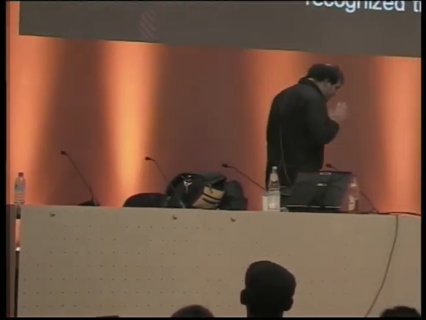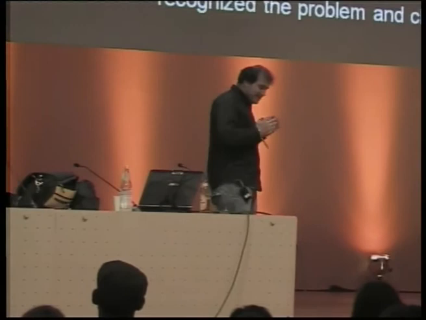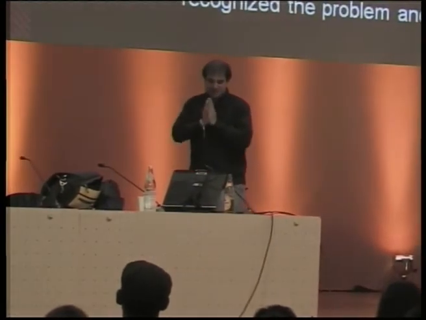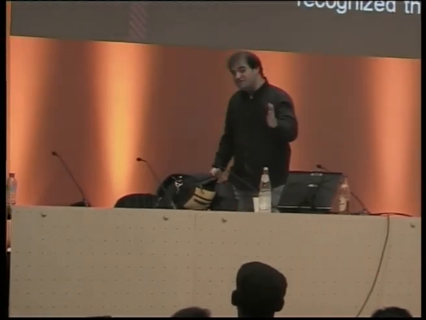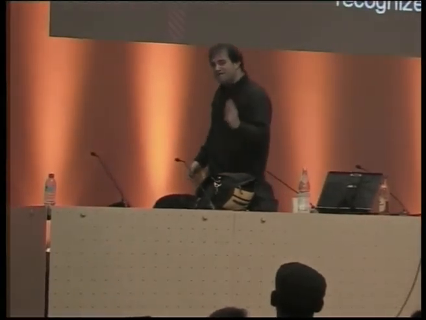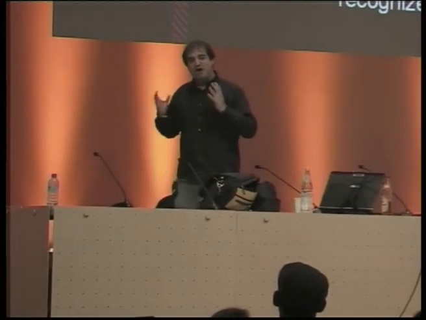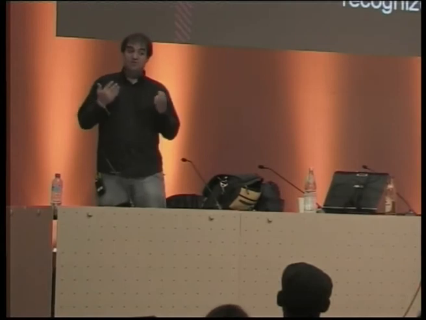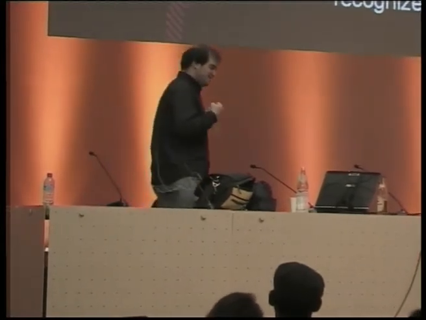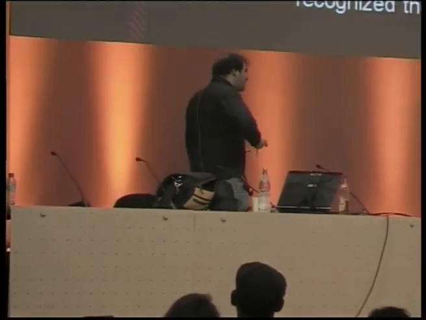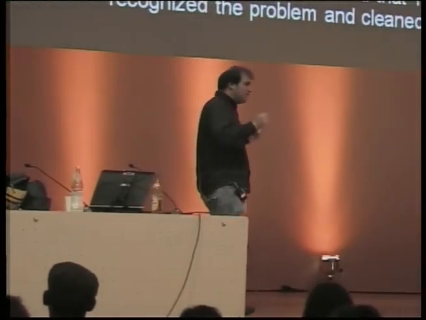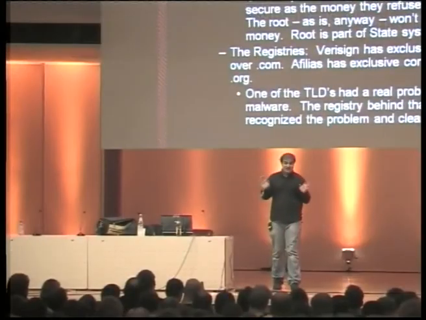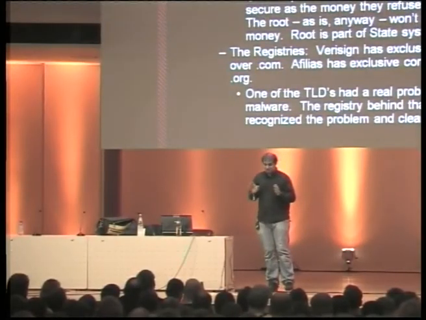So there's this wonderful quote by Peter Gutmann basically saying the CA system is only as secure as the money they refuse to take. The root, it turns out, is part of the state system, meaning it's part of the system that creates money in the first place. That is a really unique trait. Now, it would suck if every time you had foo.com, bar.com, duxbury.com, whatever, you had to go to this intergovernmental entity because you'd never get anything through.